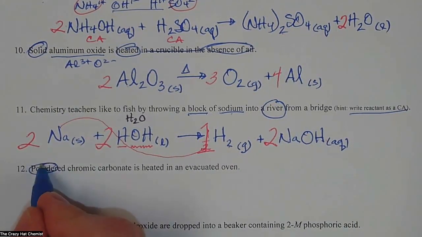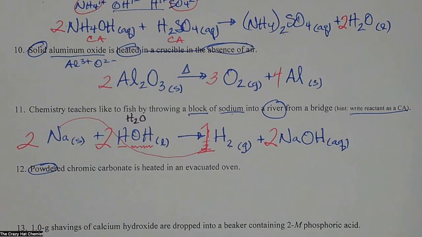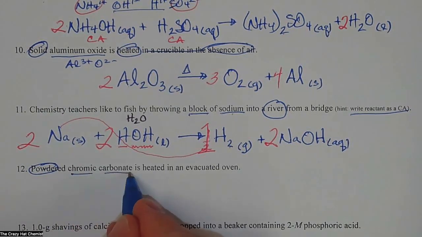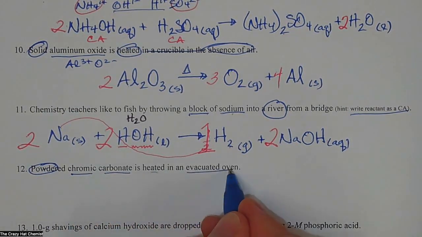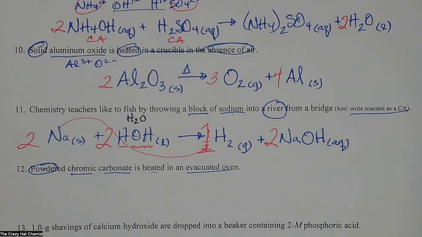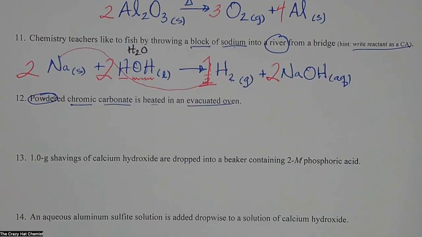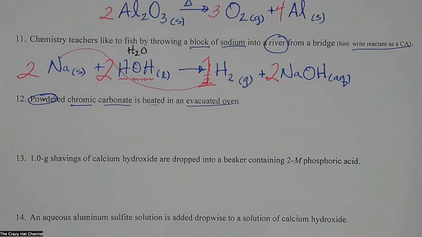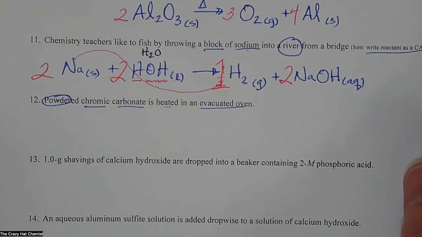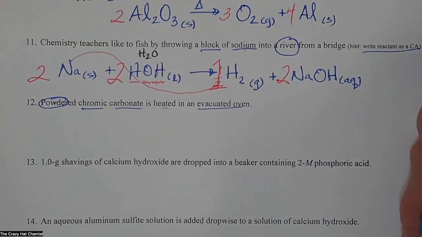All right, the next one is number 12. It says powdered. That is letting us know that this is a solid, okay? So powdered chromic carbonate is heated in an evacuated oven. So this is also going to be a decomposition reaction. It's heated in an oven. If the oven is evacuated, that's letting us know that there is no other reactant, okay?